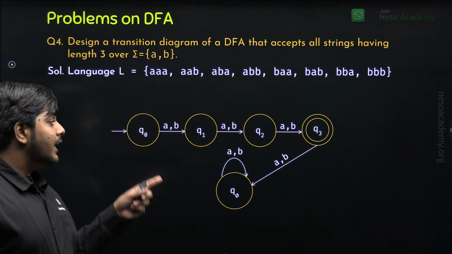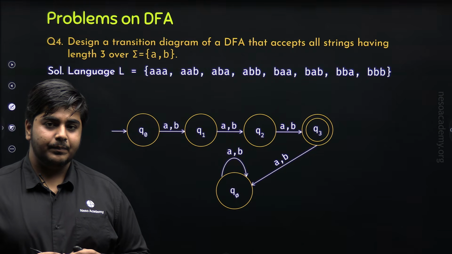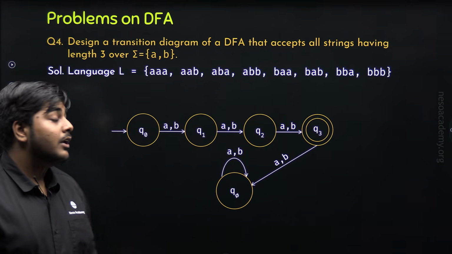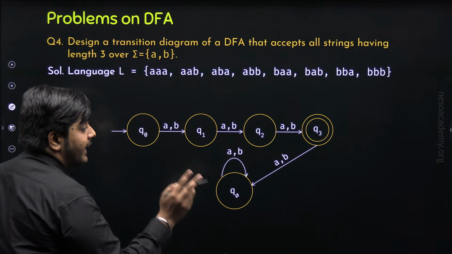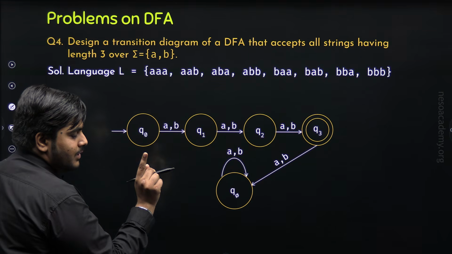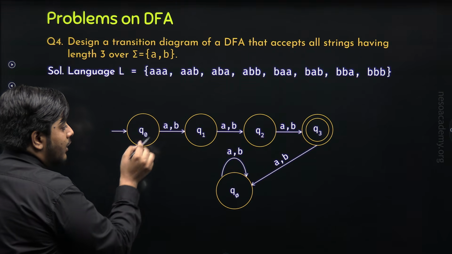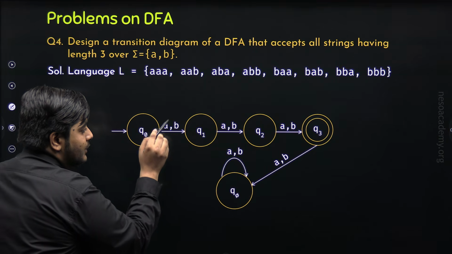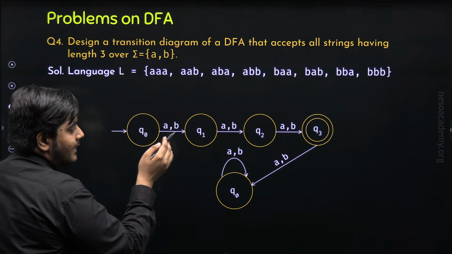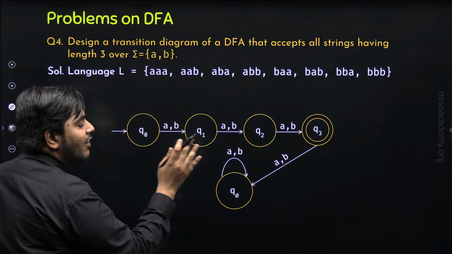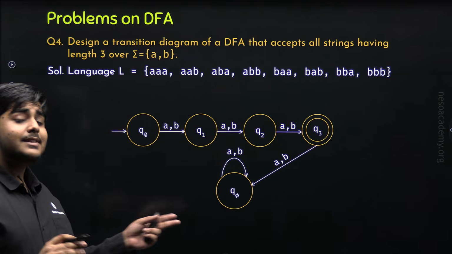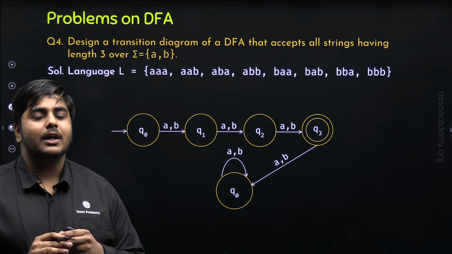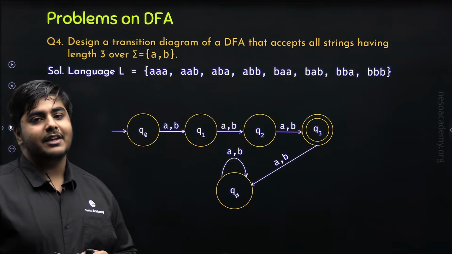Now tell me, is this a complete DFA? Yes, this diagram is a complete DFA because for every state we are getting the transitions for both the input symbols. For example, for state Q0, we are getting the transition for input symbol A as well as for input symbol B. And similarly for all the states, we have both the transitions. So this is a complete and a valid DFA. And I hope you can simply construct the transition table for this DFA.